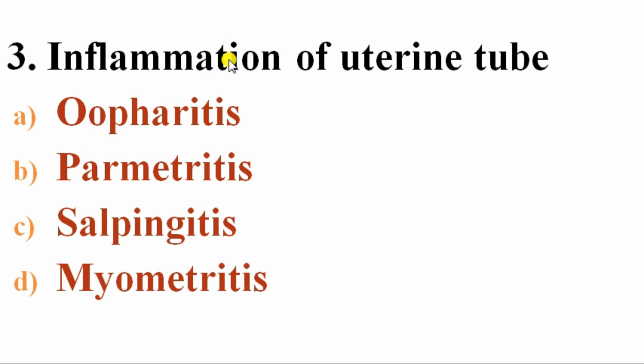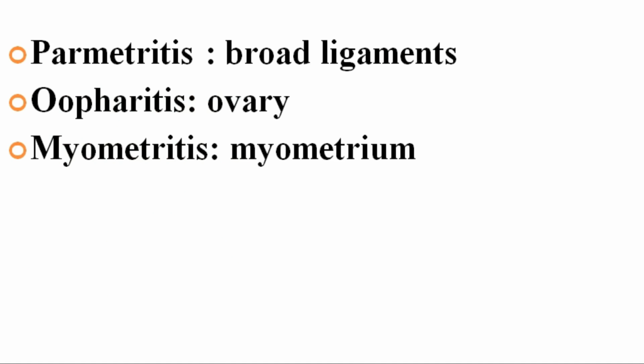Next question, inflammation of uterine tube or fallopian tube. Options: A. Uveitis, B. Parametritis, C. Salpingitis, D. Myometritis. Answer is C. Salpingitis. So inflammation of uterine tube or fallopian tube is salpingitis. Parametritis is the inflammation or infection of the broad ligaments. Uveitis is the inflammation or infection of ovary. Myometritis is the inflammation or infection of myometrium.